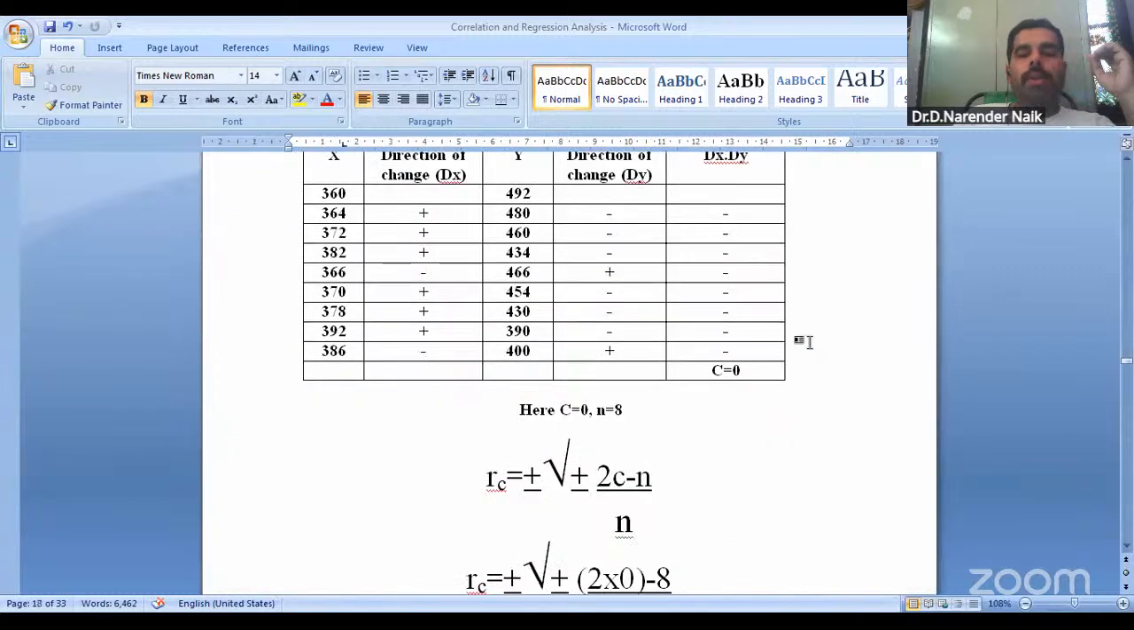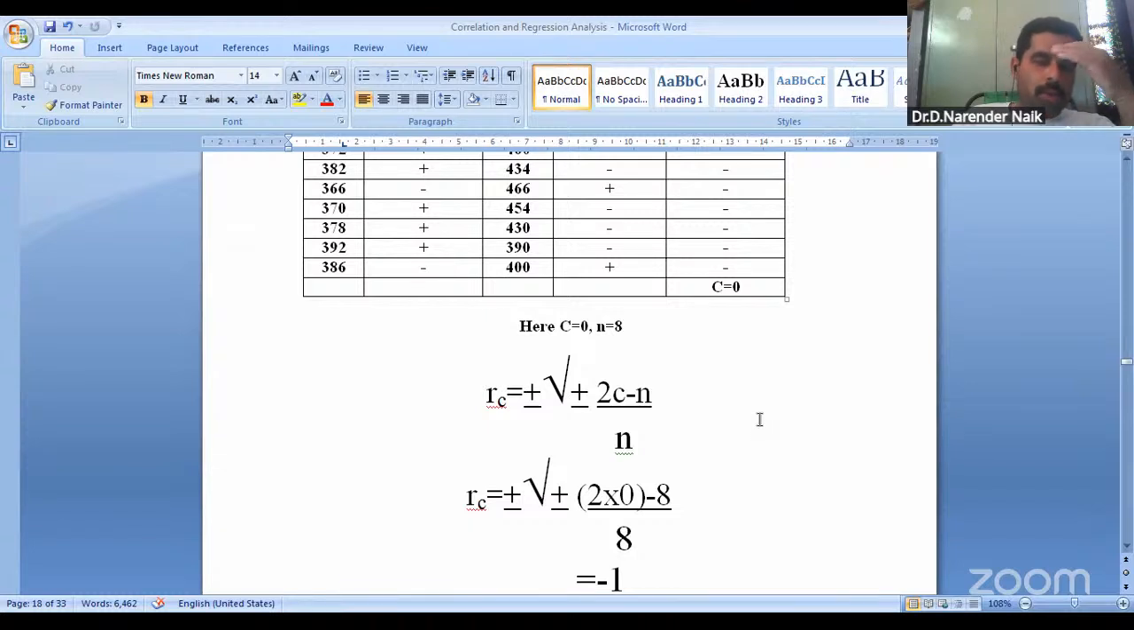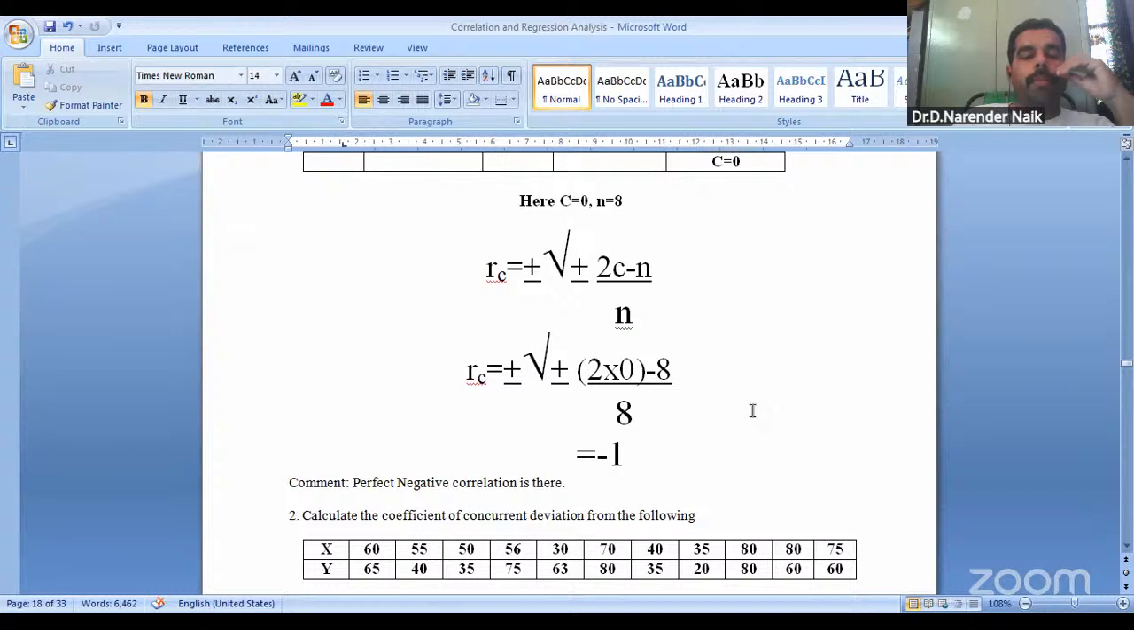Here we need to consider only positive values. We got all negative values, so C is equal to 0. Here C is equal to 0, N is equal to 8. rC is equal to plus or minus under root of plus or minus (2C minus N) by N. We got minus 1. So the comment is: perfect negative correlation is there. Does anybody have any doubt? Okay, I am moving to the next problem.